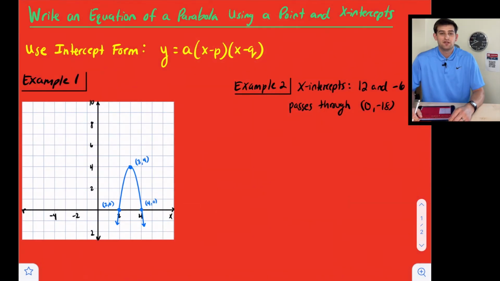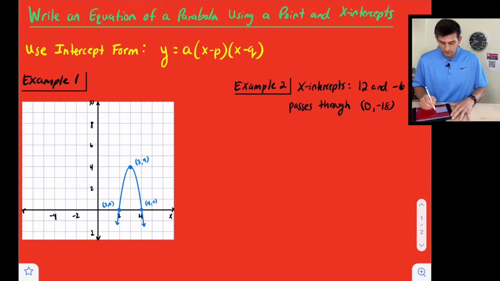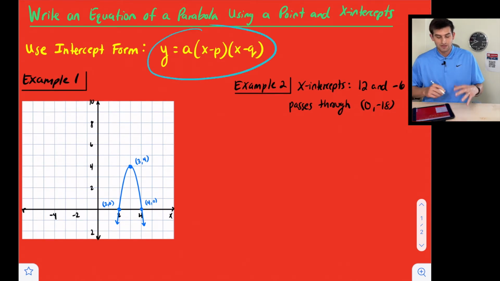Hello everyone, in this video I want to talk about how to write the equation of a parabola using a point that the parabola passes through and the x-intercepts of the parabola. Alright, so how are we going to do this? We're going to use intercept form, which is y equals a times x minus p times x minus q.